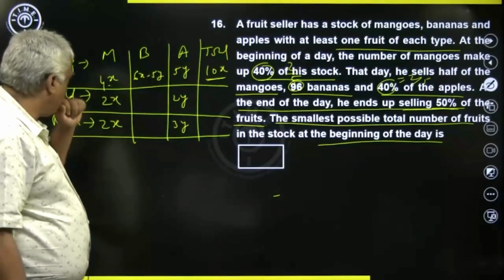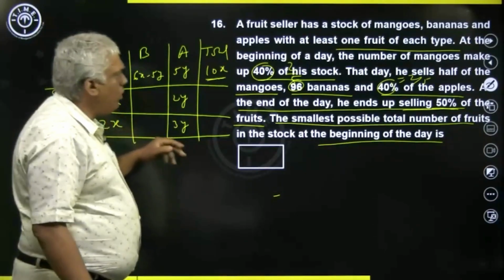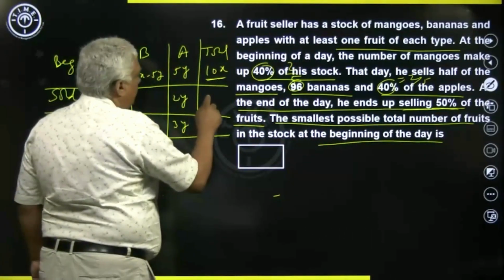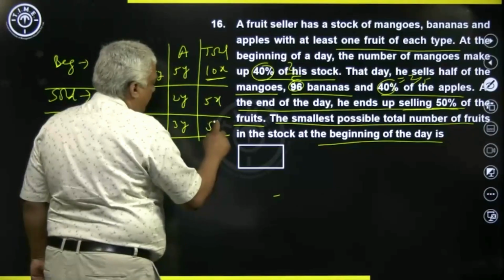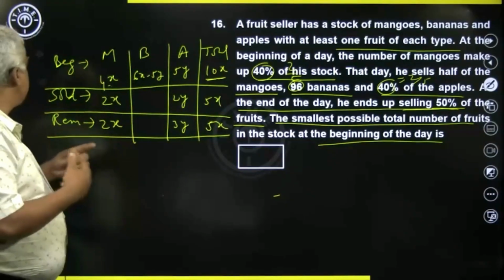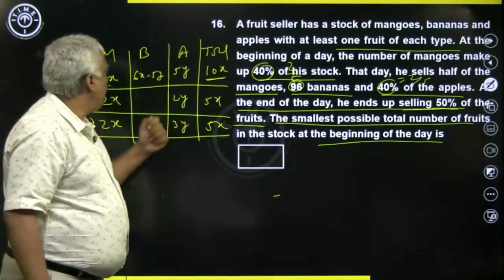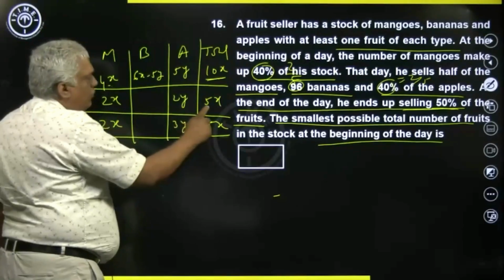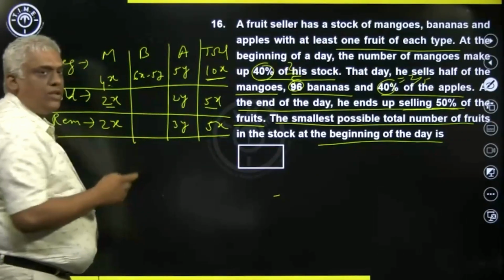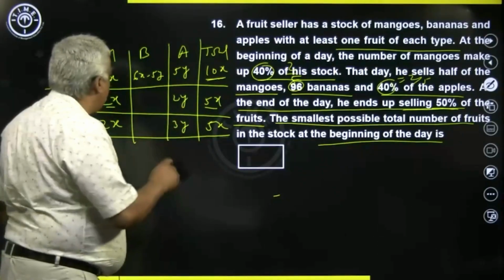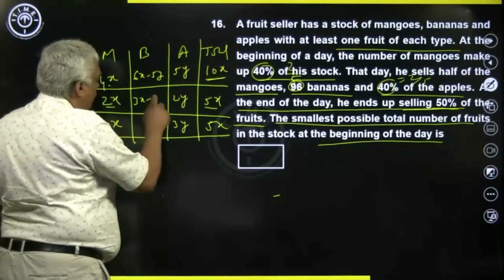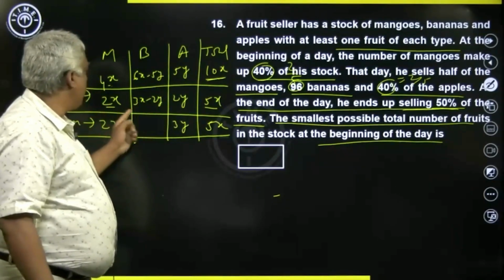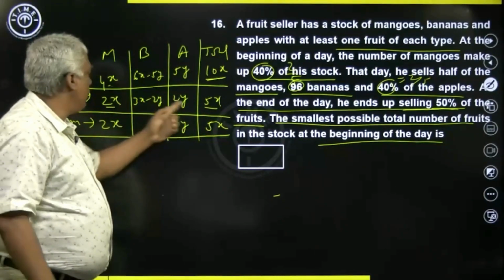Now, after he sold, he ended up selling 50% of the fruits. So 50% means he sold 5x, right? Out of that he sold mango 2x. So 5x minus 2x is 3x. So out of 3x, apple sold is 2y, so banana sold will be 3x minus 2y. If you add this 2x plus this, the 2y get cancelled, and we get 5x, right?